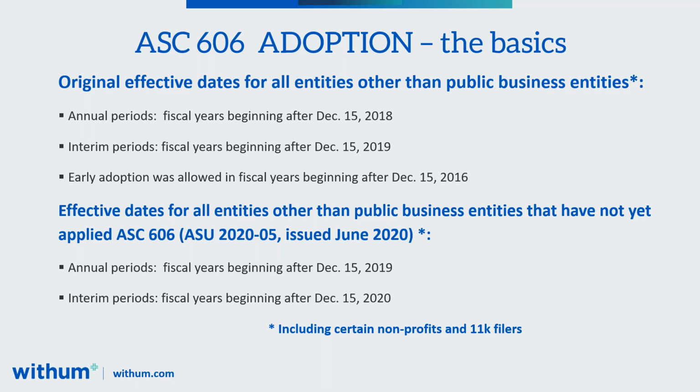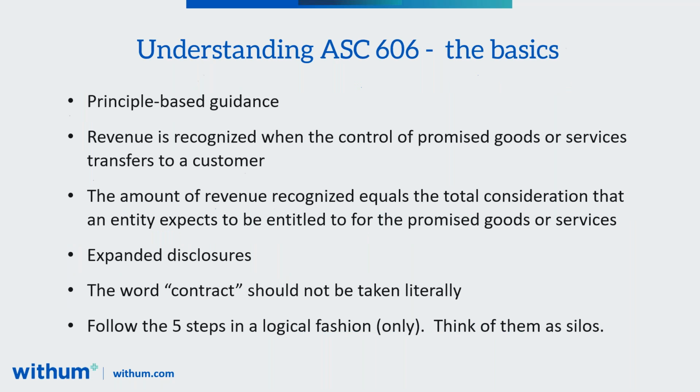And P.S., the same ASU had a little bit more good news. It also extended the effective date of the new lease accounting standard by 1 year. And as a quick refresher, that's ASC 842, and that is basically the standard that asks all entities to bring all leases, including what we now know as operating leases, on our balance sheet. So this ASU also extended that by 1 year. So some good news for your Friday.